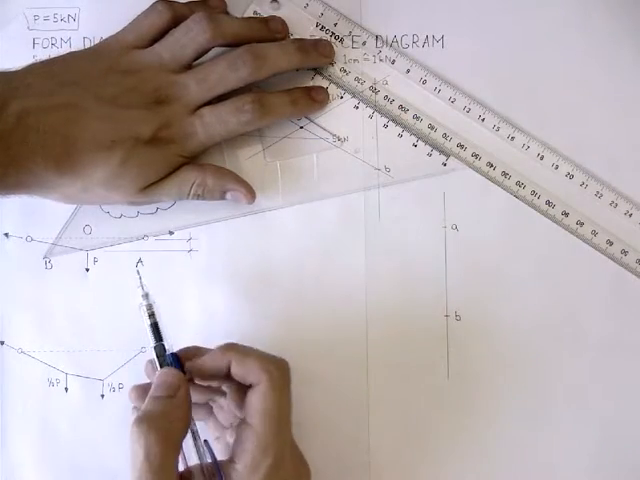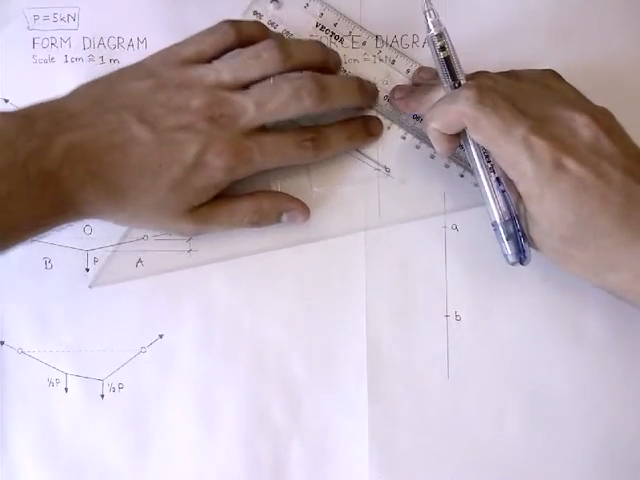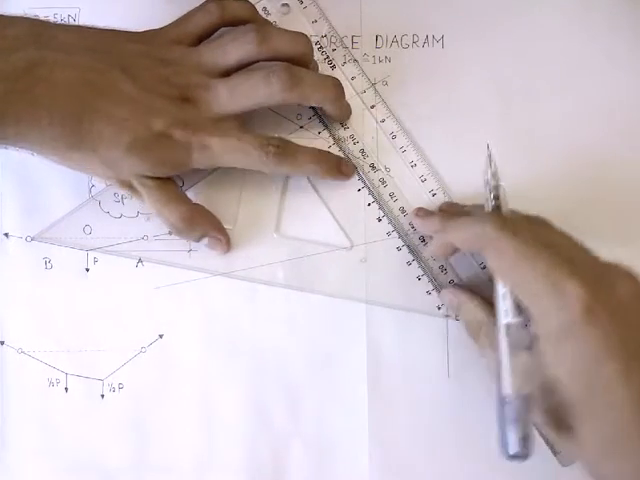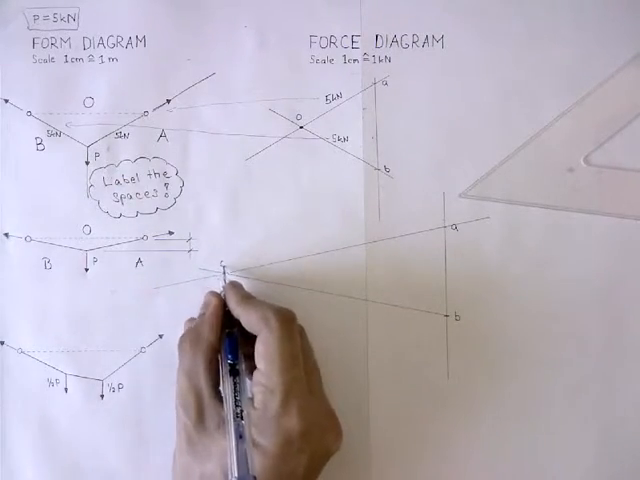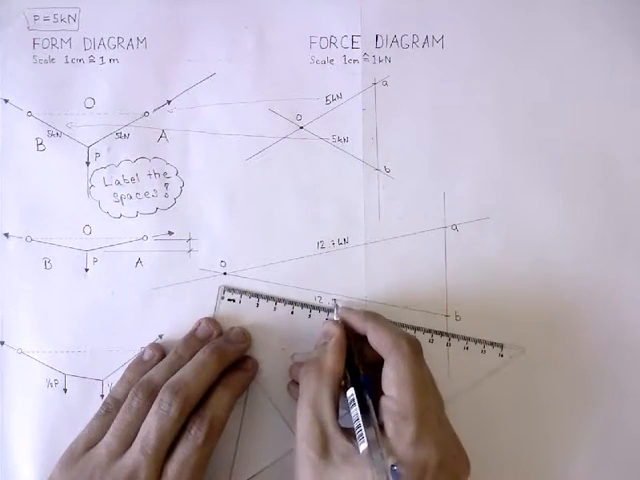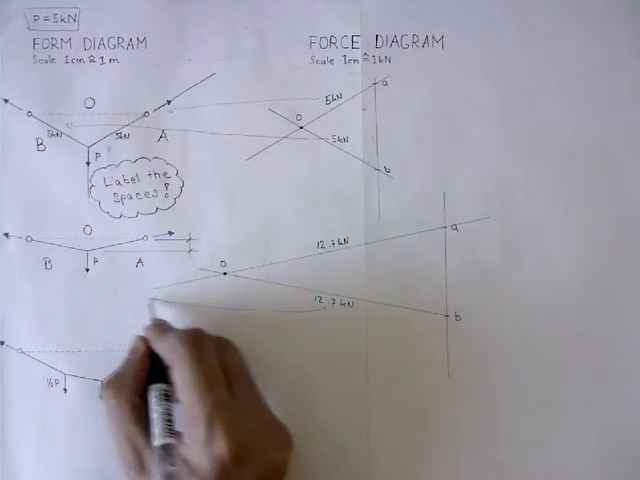Transfer the line running between spaces A and O into the force diagram so that it runs through the point A. Transfer the other line so that it runs through point B. Where the two lines meet is point O. Let's measure the forces. Transfer the forces back into the form diagram.